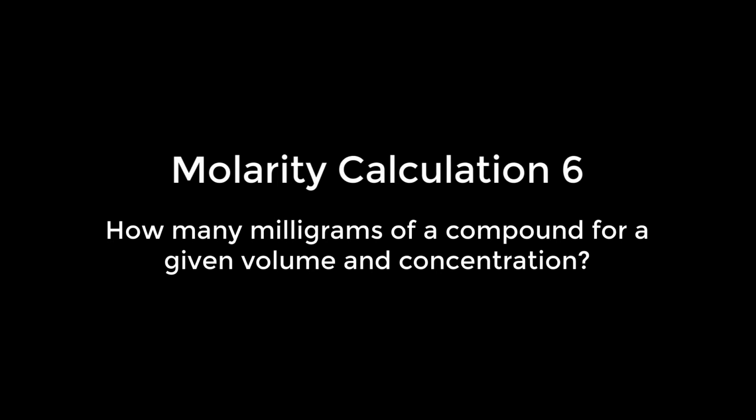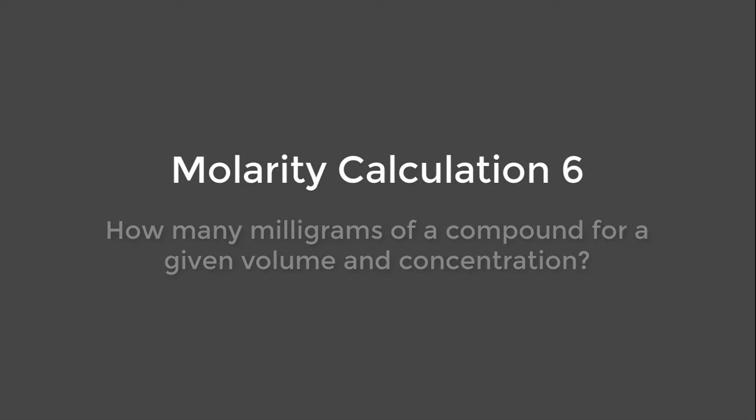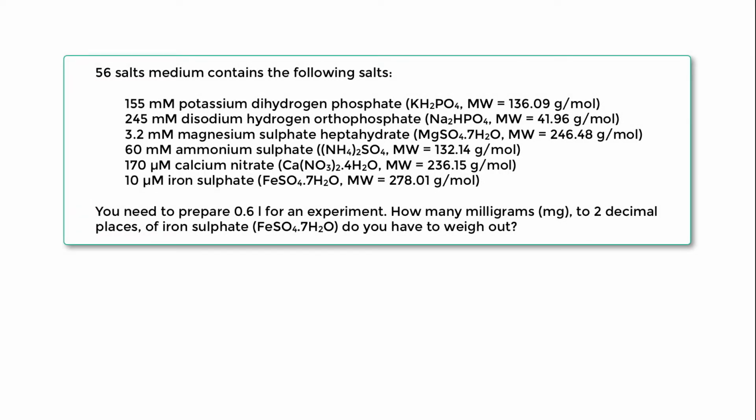In this video we're going to look at how to calculate the number of milligrams of a compound that we need to weigh out to make up a buffer or solution. So let's say we have a buffer or solution with the following recipe. As you can see, this buffer consists of 6 different compounds, and we need to weigh each one of those out to make up this solution.